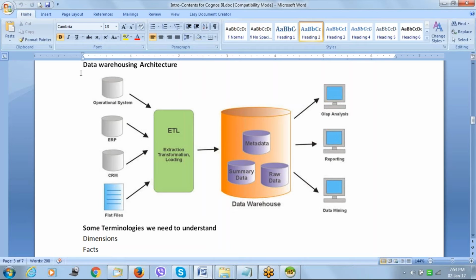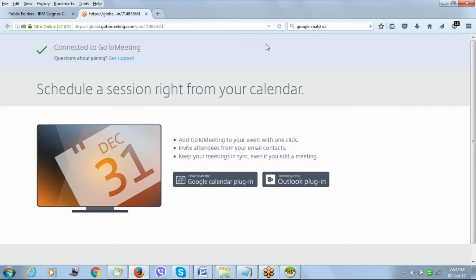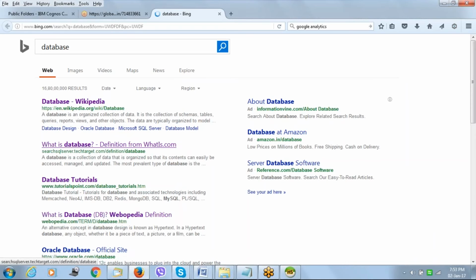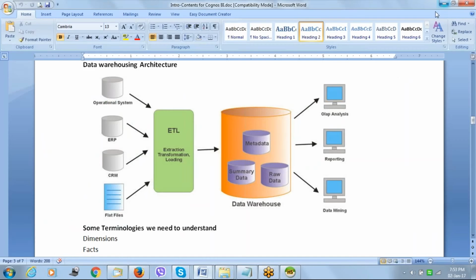So database is the place where we store the data. There are multiple types of database, for example Oracle, Teradata, and DB2. We have a lot of databases. I don't want to explain all those things. Oracle is one of the databases. Teradata is there. DB2 is an IBM product.